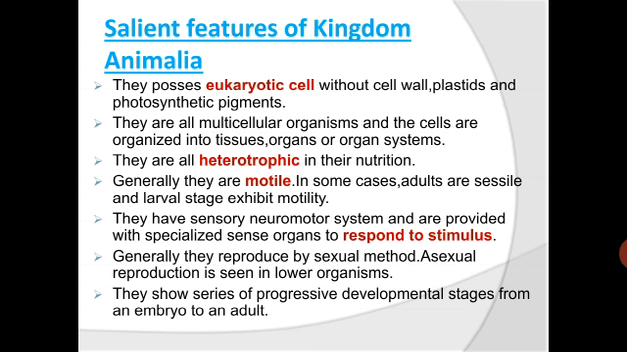They have a sensory neuromotor system and are provided with specialized sense organs to respond to stimuli. So these respond to the external stimuli. Generally, they reproduce by sexual method. Asexual reproduction is seen in lower organisms. They show a series of progressive developmental stages from an embryo to an adult. So these were the salient features of kingdom Animalia.